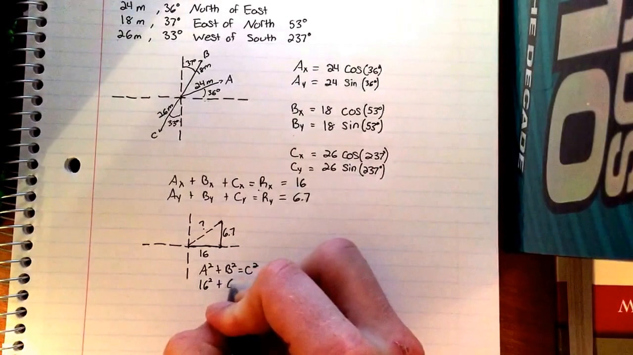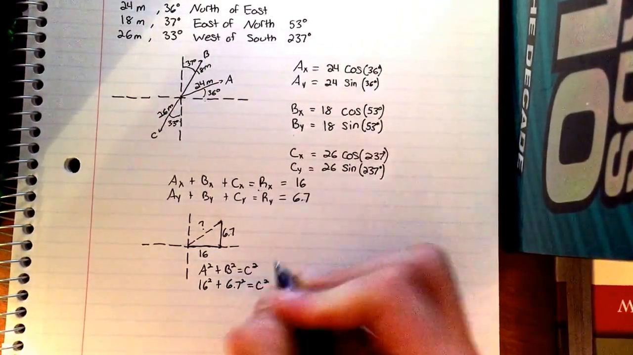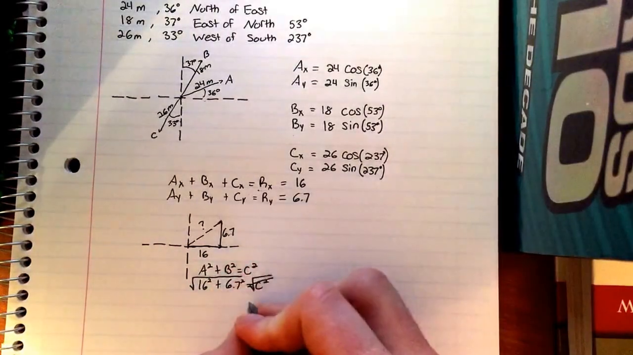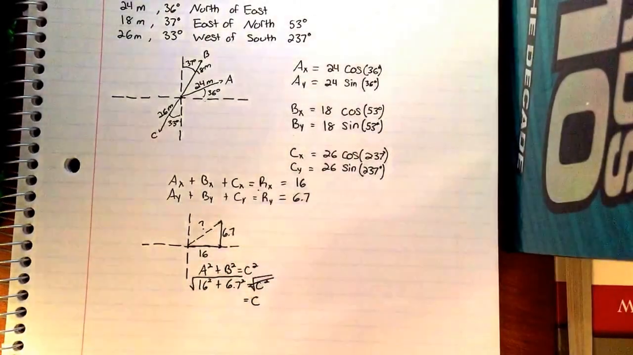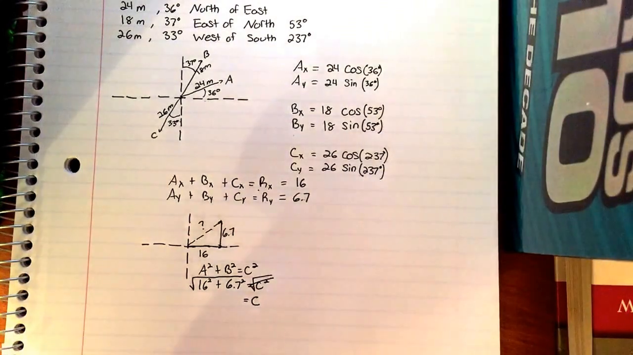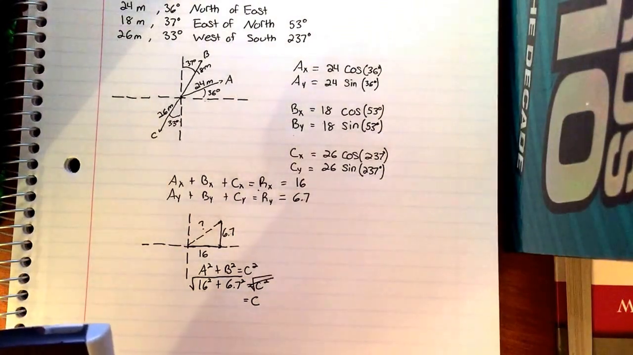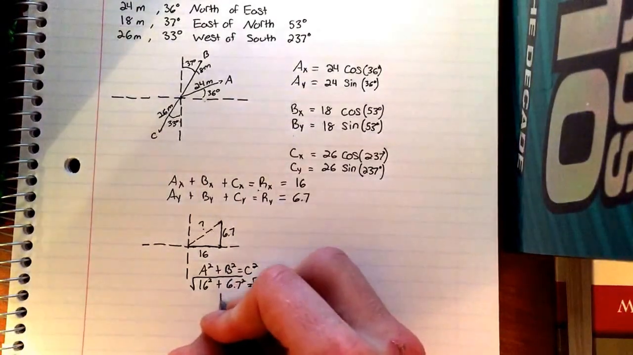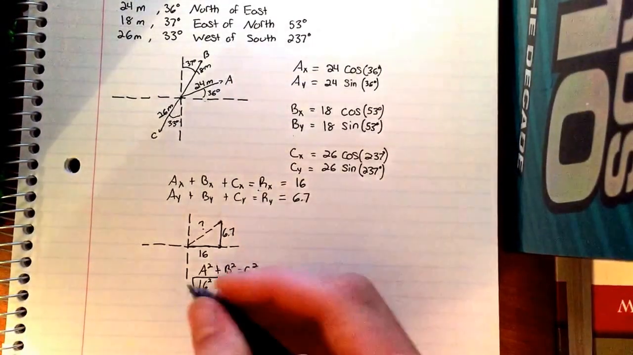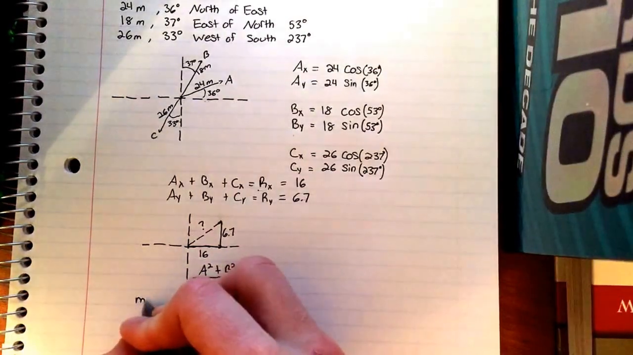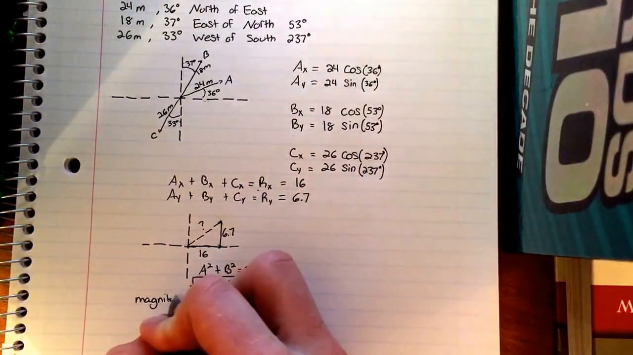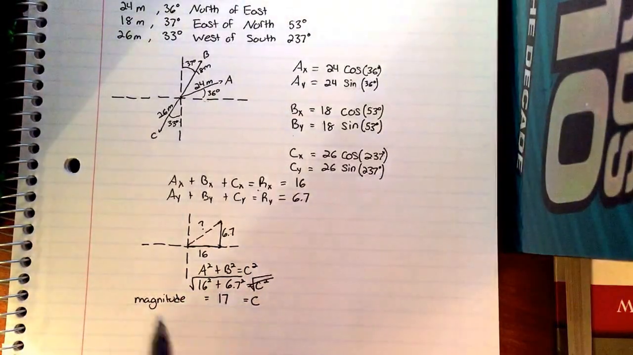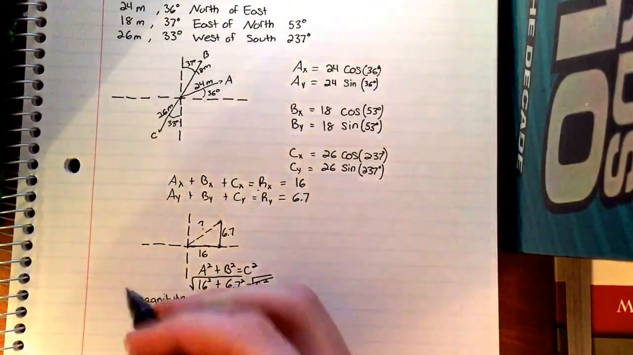16 squared plus 6.7 squared equals c squared. Take the square root of that, and you're going to get c equals the square root of 16 to the power of 2 plus 6.7 to the power of 2, which equals 17. So the final magnitude equals 17.